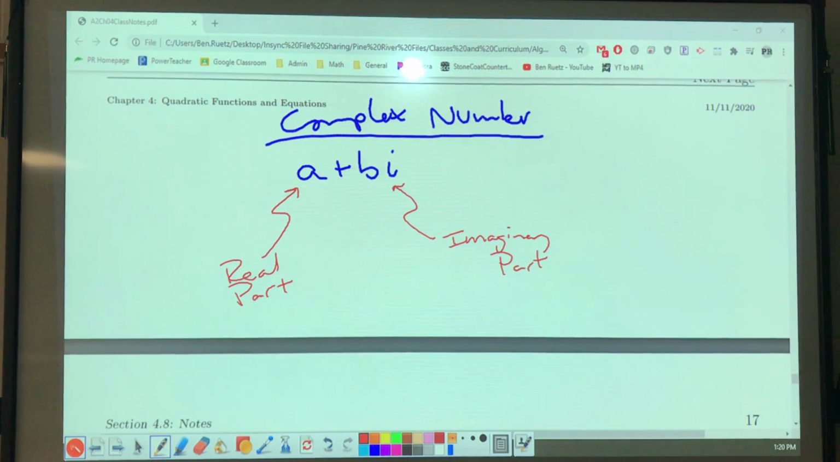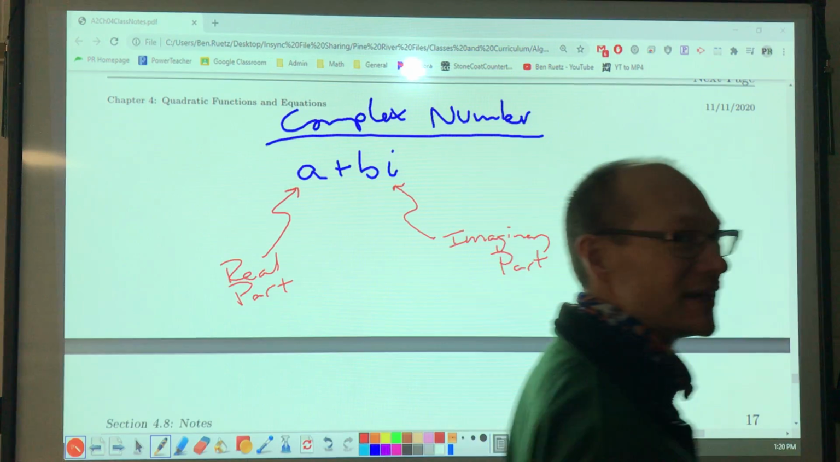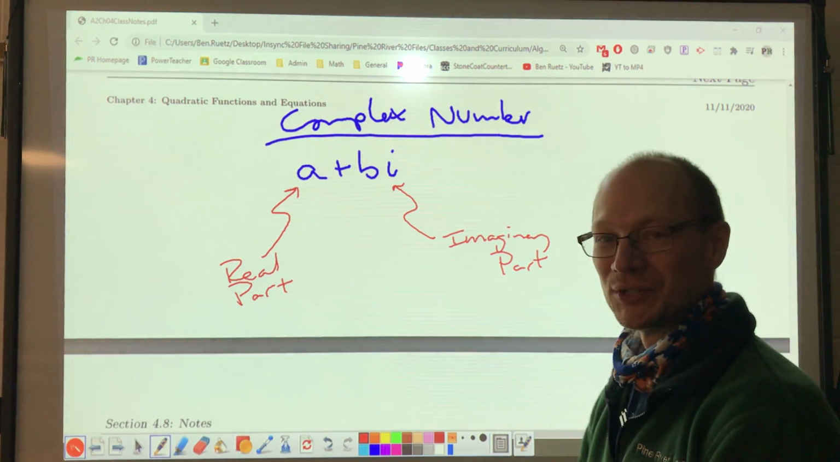So complex numbers, who even comes up with these besides the people that work in that big gray building, right?